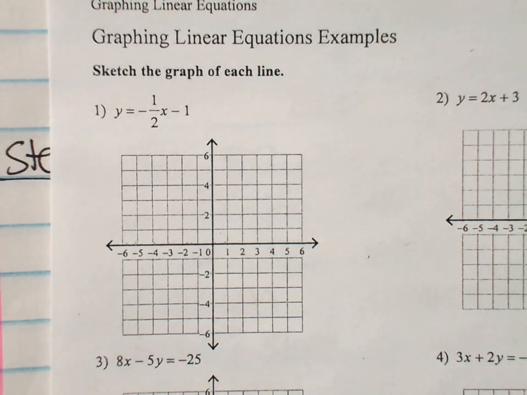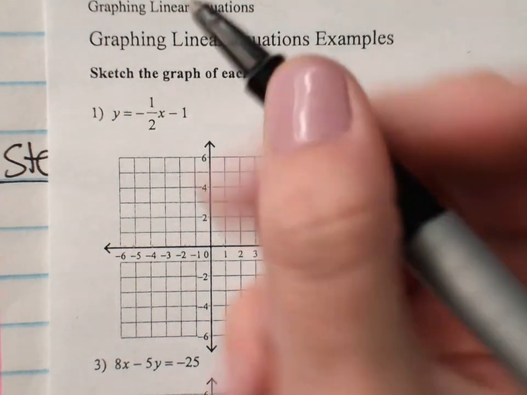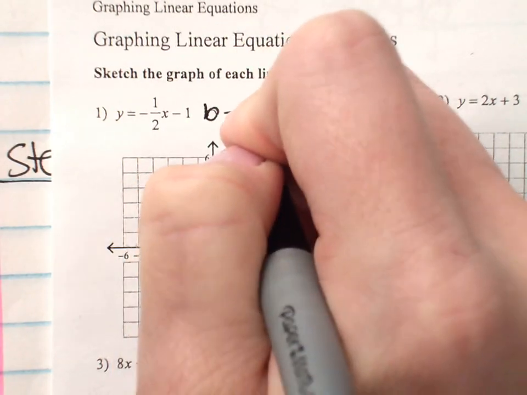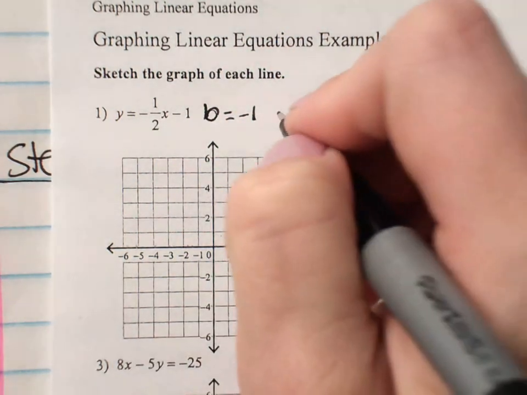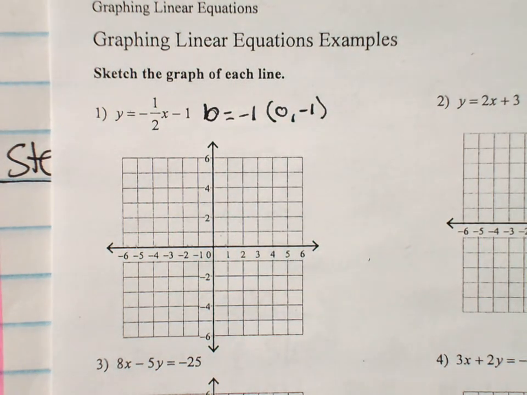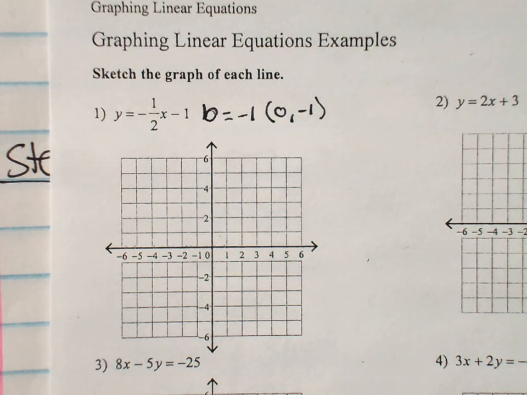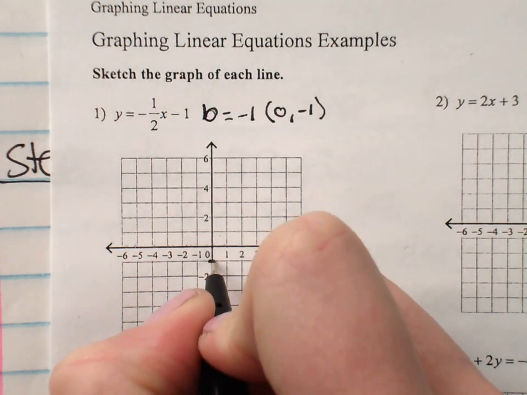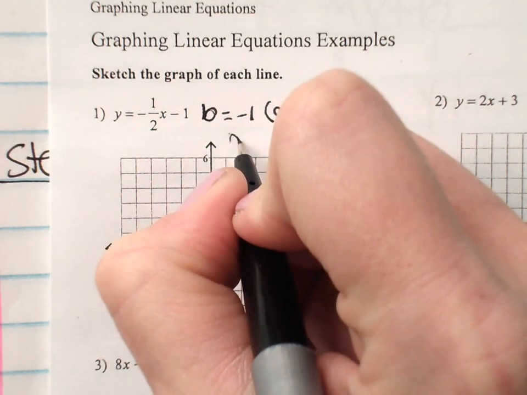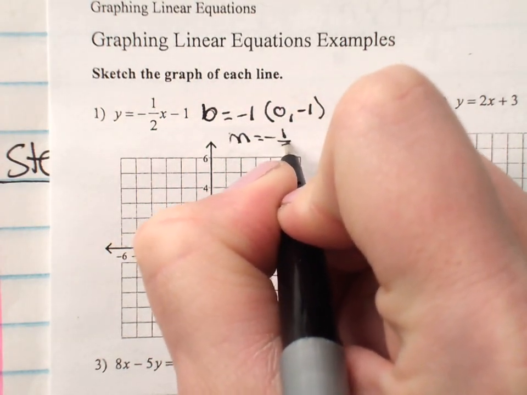we have y equals negative 1/2 x minus 1. My y-intercept is negative 1. And we can write that as (0, negative 1), because remember, a y-intercept always has an x value of 0. So when I graph that, my y-intercept of negative 1 is right here. My slope is negative 1/2.